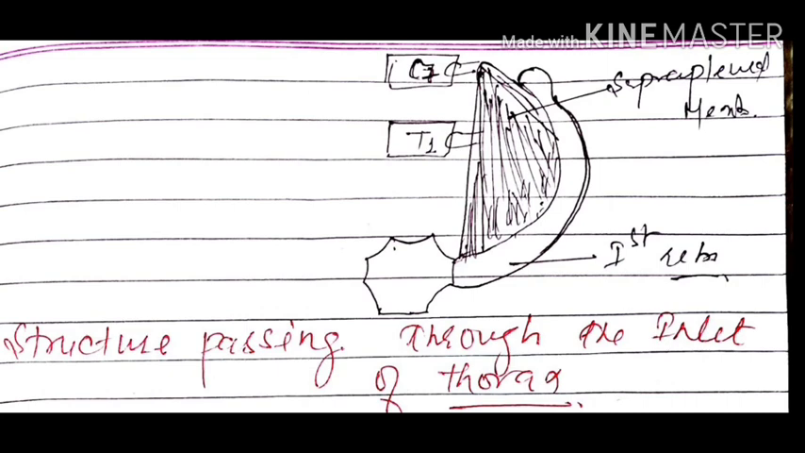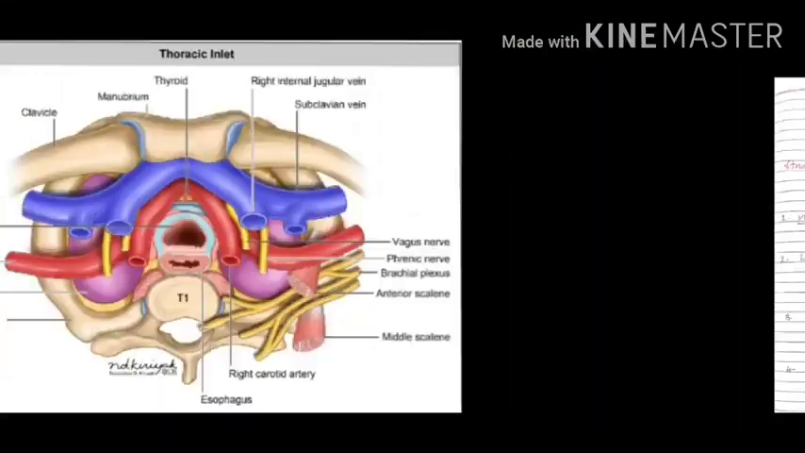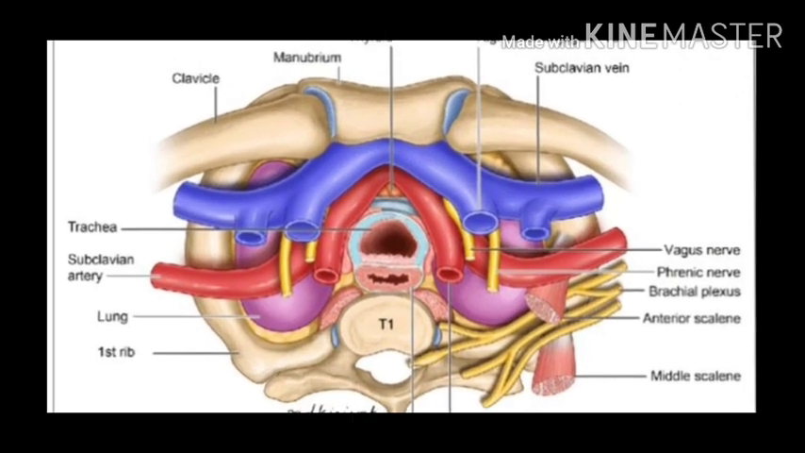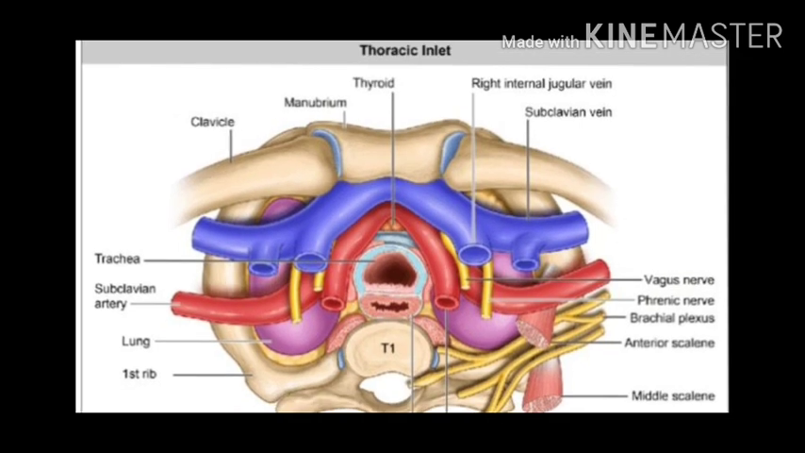Now the structures passing through the thoracic inlet. First of all, look at the diagram. This is the thoracic inlet, where viscera, vessels, nerves and muscles are passing through. The first is the viscera. Which viscera pass through the thoracic inlet? The trachea, esophagus, apices of the lungs and pleura, and the remains of the thymus.